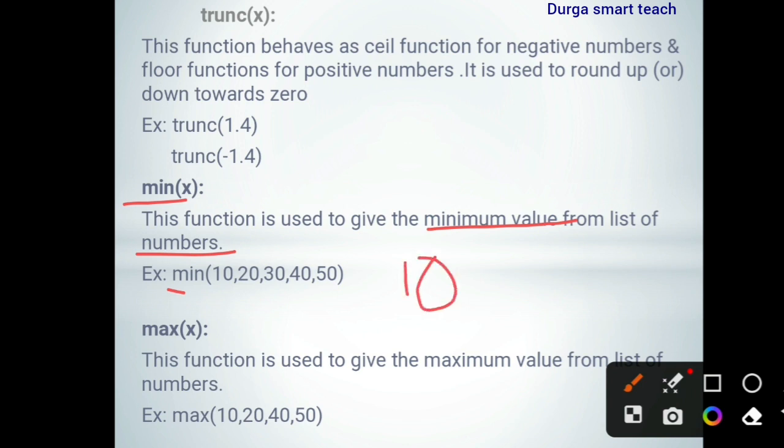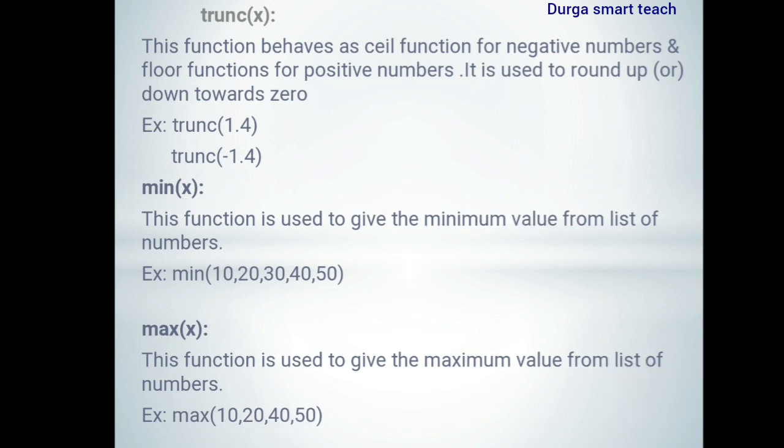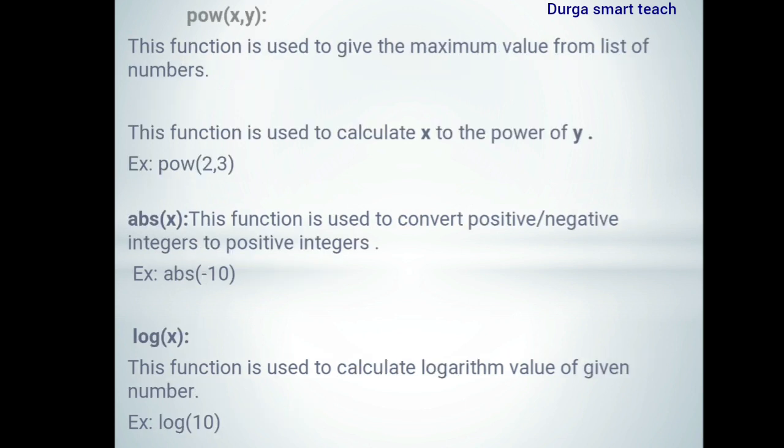The max function is used to return the maximum value. So here the maximum value is 50. These are all predefined functions, so there is no need to specify the implementations. They are already defined, and all these functions are in the math module.